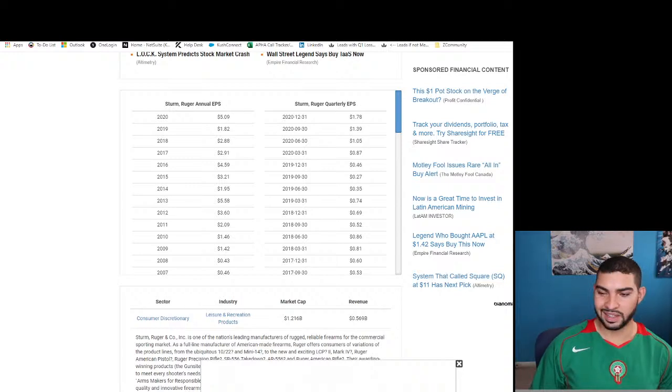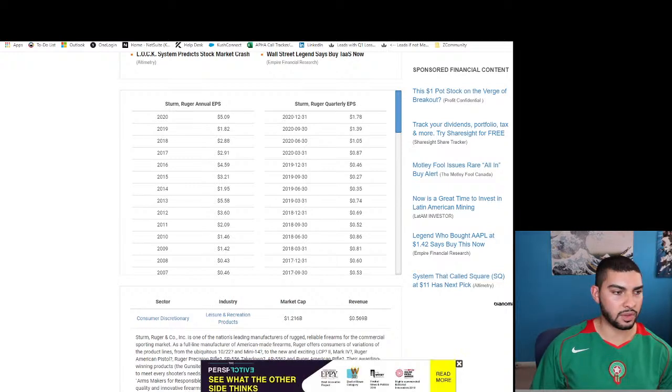Let's calculate that EPS growth over the past 10 years. 5.09, 1.82. Already you could tell sharp increases and just inconsistencies, just by looking at the chart, right? Because if you're not seeing something that's at least steadily increasing or around the same range, then you already know that can be a big red flag. Yeah, super inconsistent.